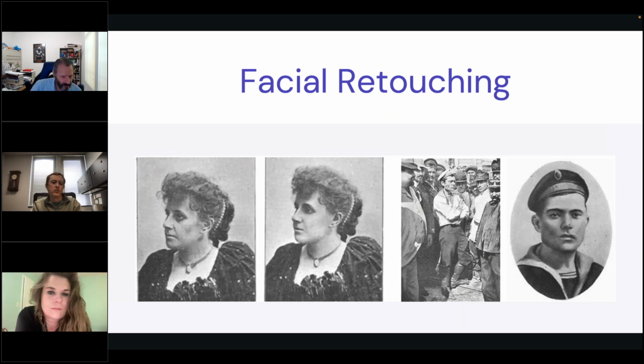On the left, again, is just someone who sat for a professional portrait. The original image is on the left, right? So you can see this woman wanted her face to appear a bit brighter, smooth out the blemishes.